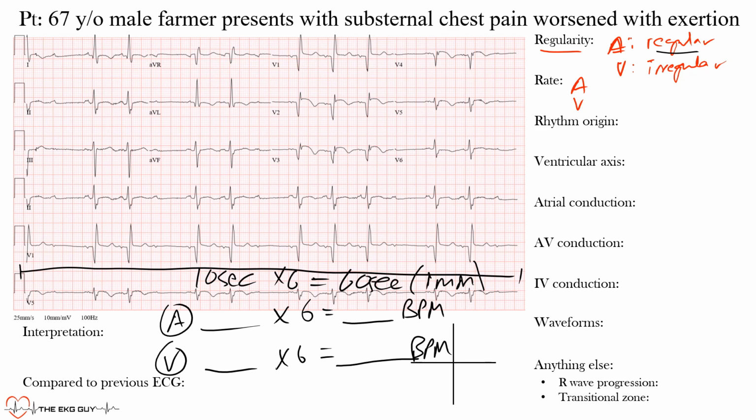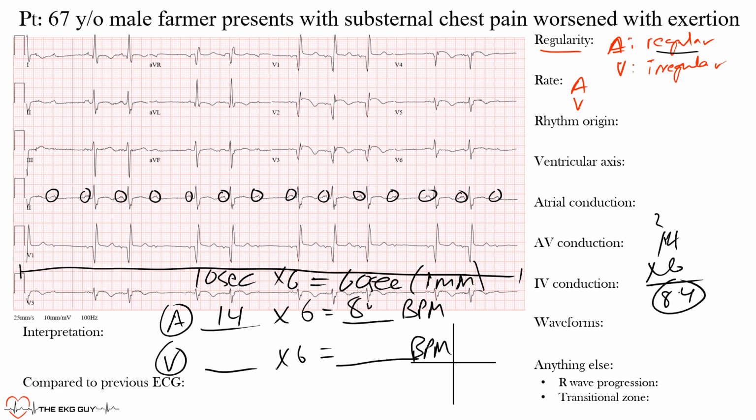So in this case, let's find the atrial rate first. We said here's 1 P wave, 2, 3, 4, 5, 6, 7, 8, 9, 10, 11, 12, 13, 14. Okay, so you would want to do 14 times 6. So let's do our math here. 14 times 6 is 84, and 84 is our rate. So an atrial rate of about 84 beats per minute. So we'll put atrial rate of 84 beats per minute.